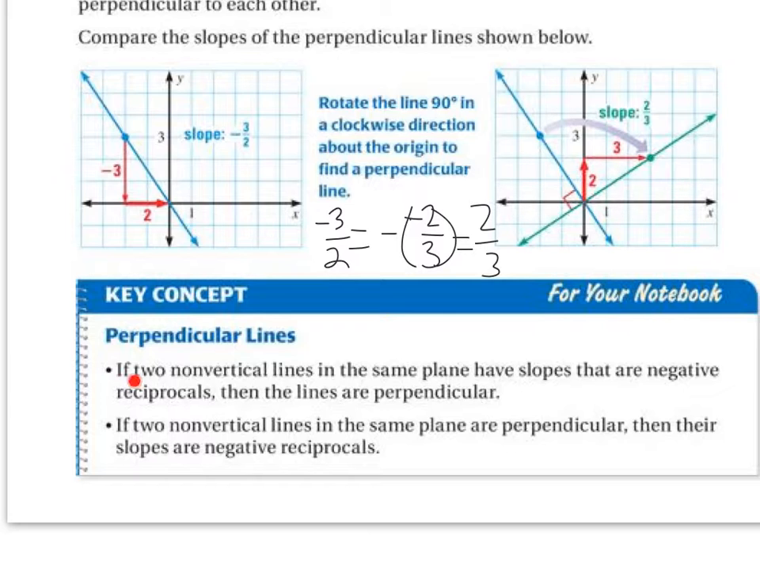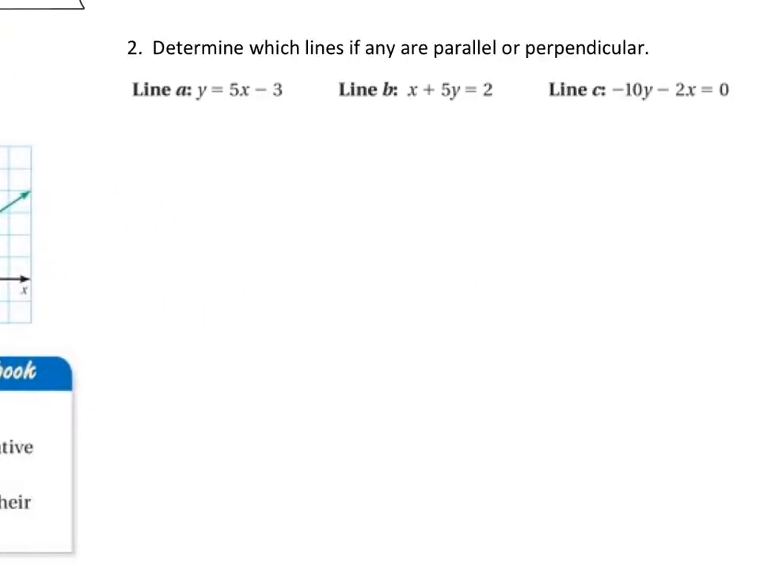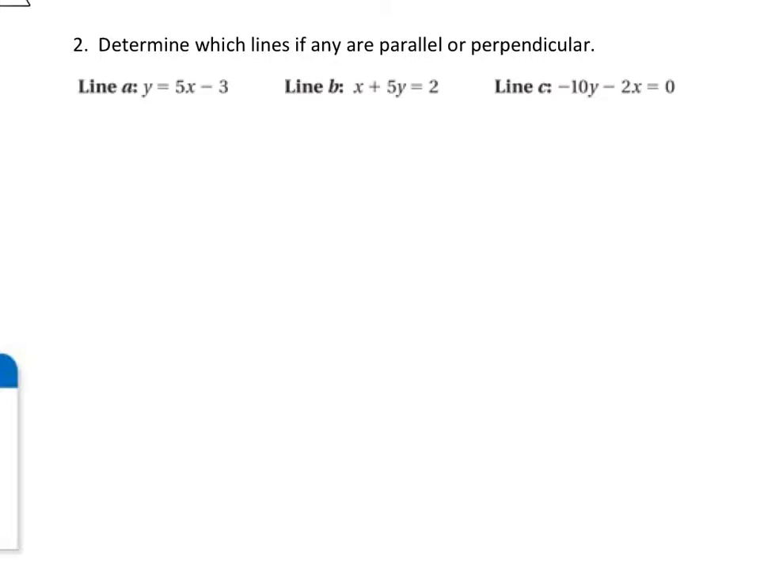So now it says if two non-vertical lines in the same plane have slopes that are negative reciprocals, then the lines are perpendicular. Or if two non-vertical lines in the same plane are perpendicular, then their slopes are negative reciprocals. So let's take a look. It says determine which lines, if any, are parallel or perpendicular.